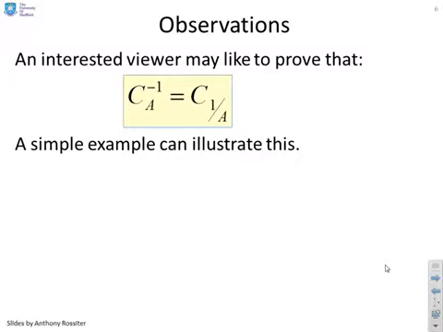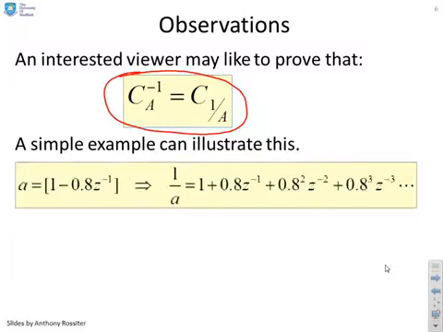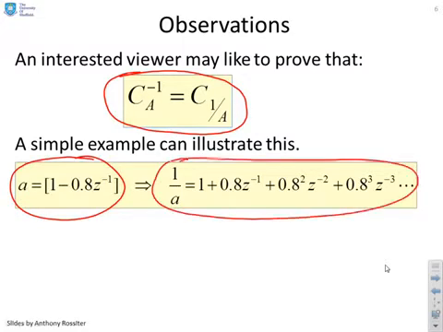You can show, and I suggest you prove this if you don't believe it, that CA inverse is actually equal to the C matrix of 1 over A. I can use a simple example to show this that you can basically do in code yourself. If you wrote A equals 1 minus 0.8 Z inverse, and then you said, right, I'm going to find 1 over A, you'd find you got 1 plus 0.8 Z inverse plus 0.8 squared Z to the minus 2, and so on.